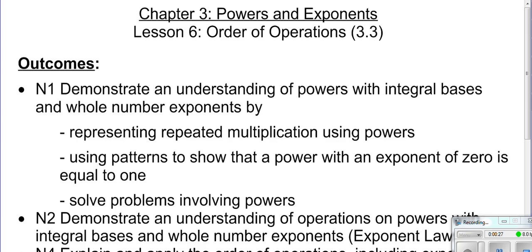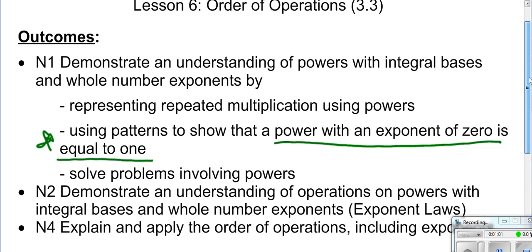Hopefully from lesson 5 you have noticed that a power with an exponent of 0 is actually equal to a value of 1. And that's something that you kind of need to remember and be able to demonstrate. So for today, we're going to be using that principle. We're also going to be using the exponent laws, all 5 of them, and some problem-solving strategies to try and evaluate expressions that involve exponents.